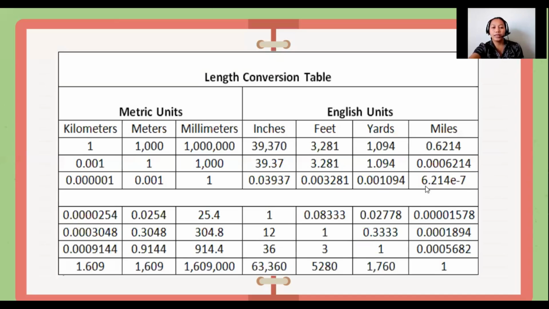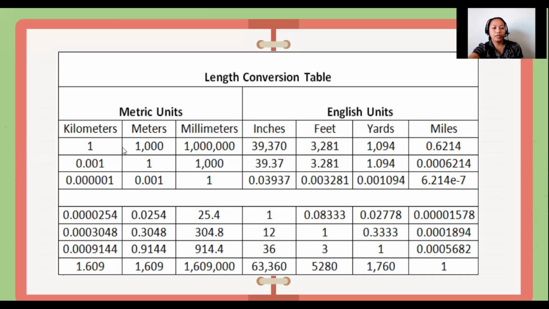So next for this table, we have the length conversion table of metric units and English units. These are the corresponding units in metric, and also these are the corresponding equivalencies in English units. Under the metric units, you will see here kilometers, meters, and millimeters. And under the English units, the equivalent in inches, feet, yards, and miles.